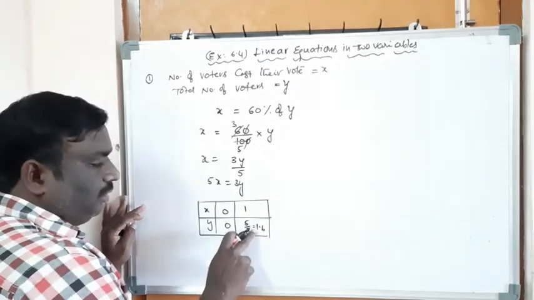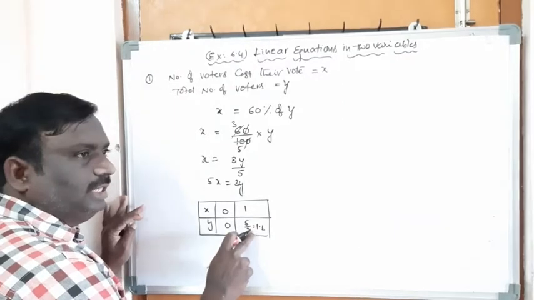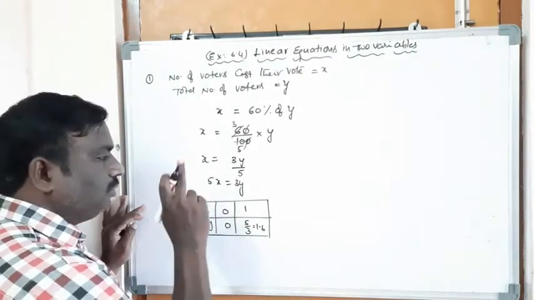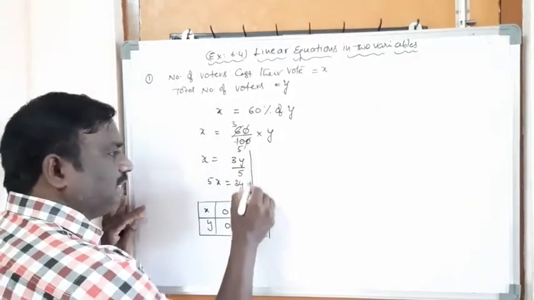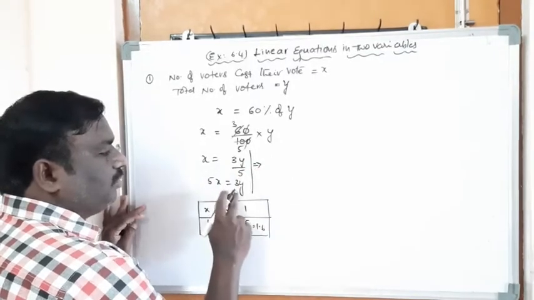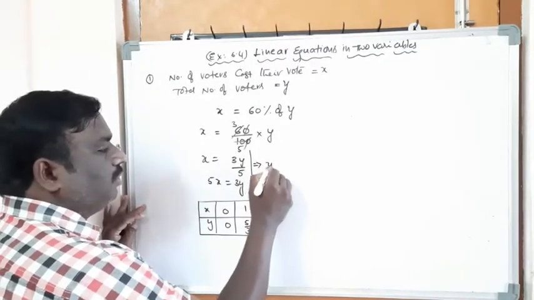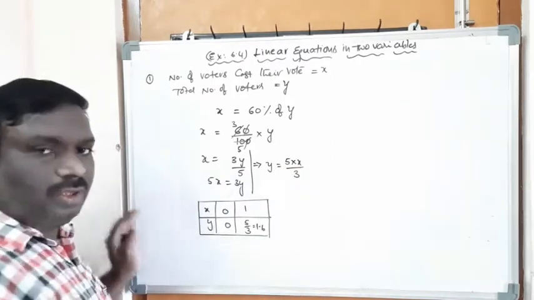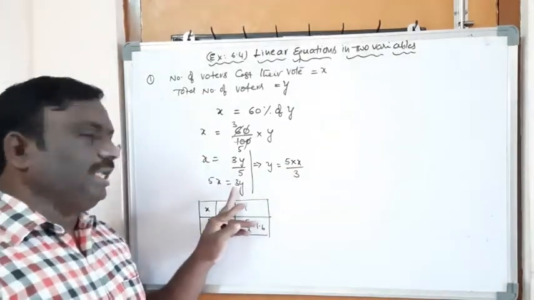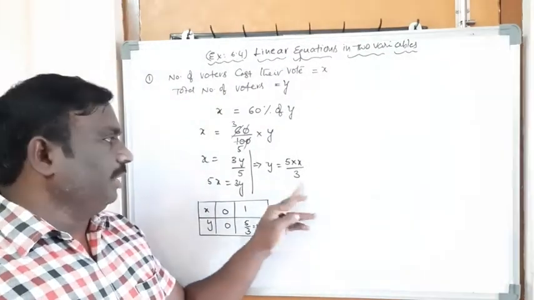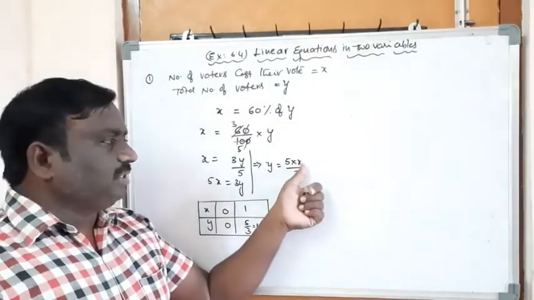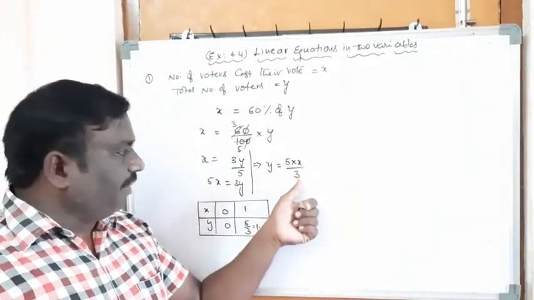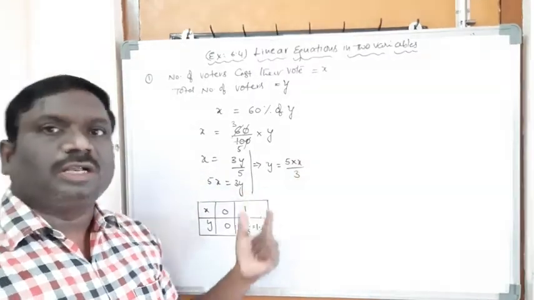So to remove the decimal digits of y values, how to do the solution? See here I am saying 5x equal to 3y. We need to find y equal to 5x by 3. 3 is multiplying, we need to take it to this side, divided. So take multiples of 3 for the x value, then divide with 3, and definitely we will get the integer.